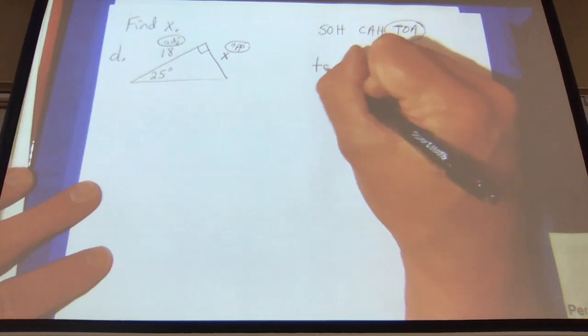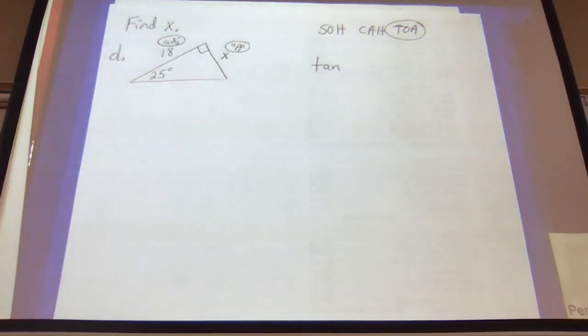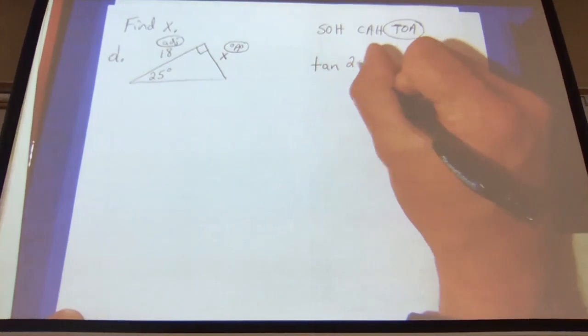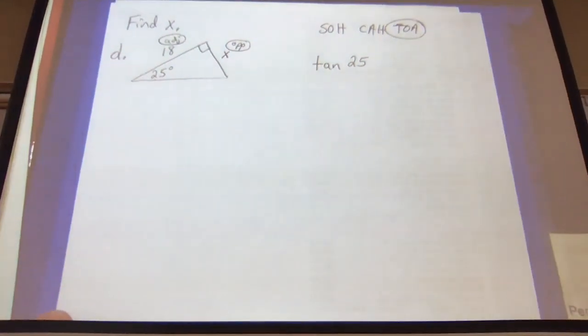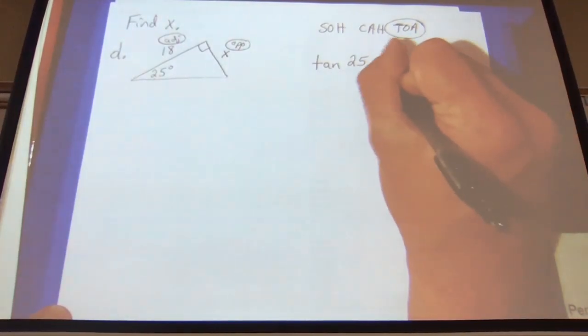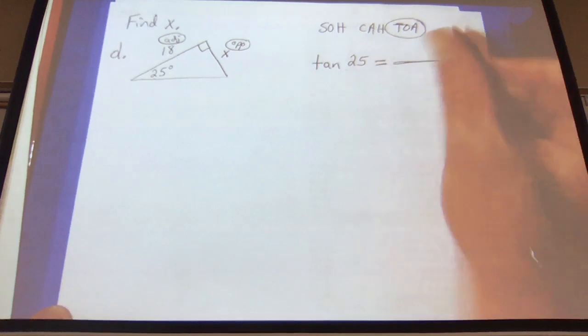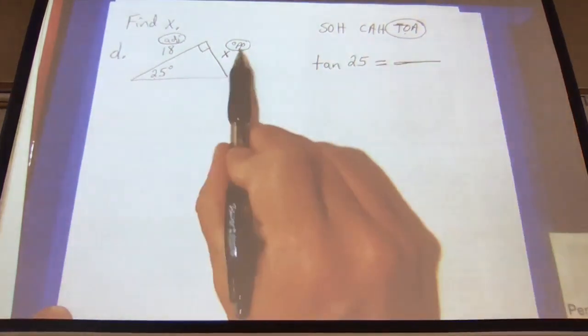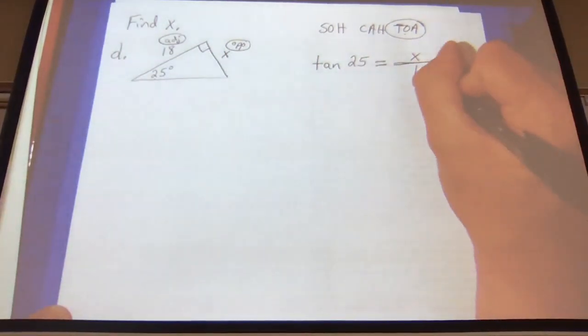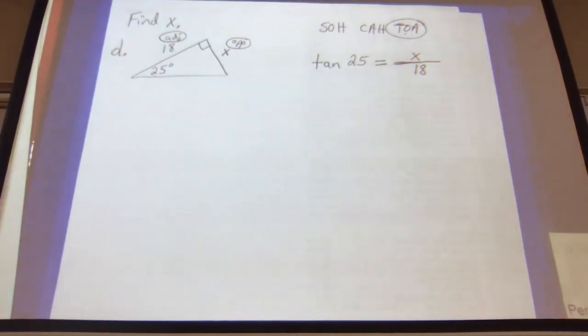So my abbreviation for tangent is TAN. And then right behind your abbreviation is always going to be the angle. The angle we're using is the 25. And to find the tangent of 25, we'll go back to that ratio we just talked about. Tangent is opposite over adjacent. Our opposite side is X. Our adjacent side is 18. And we're going to solve for X.